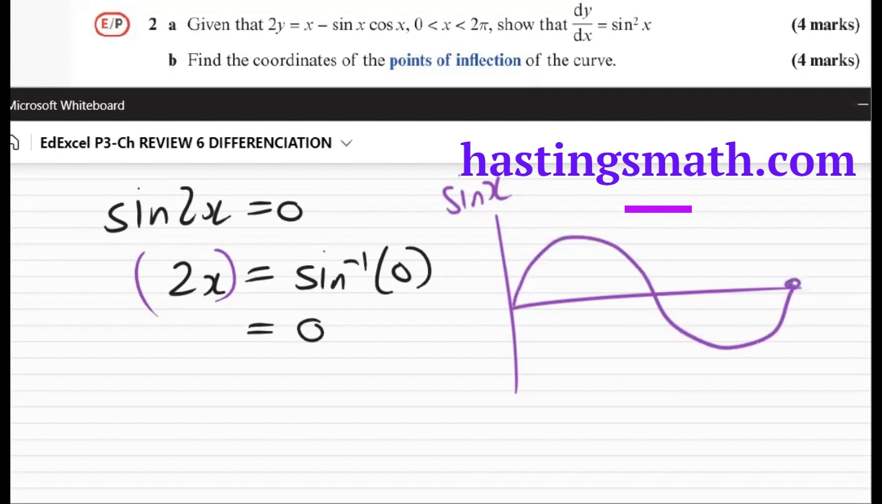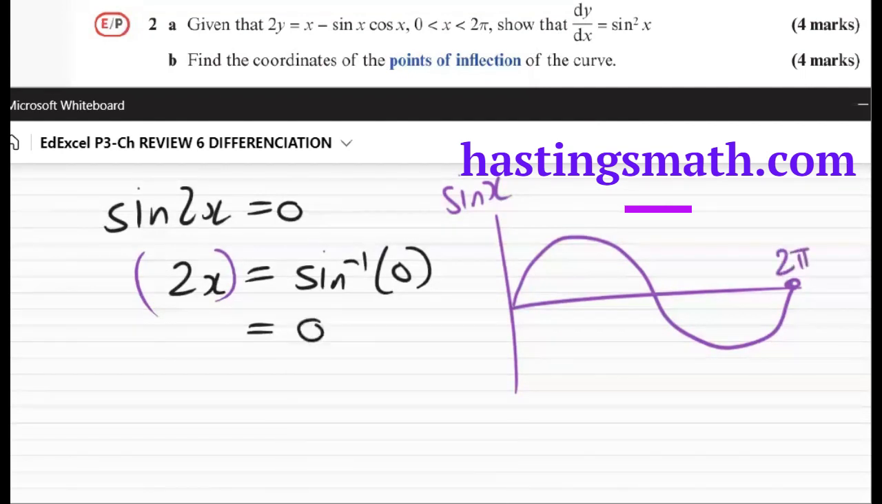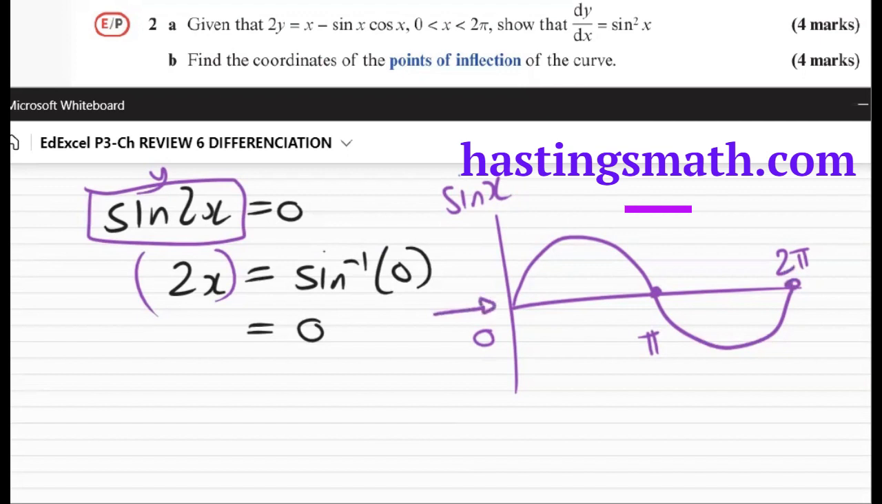But we know that the restriction was only up to 2 pi. So 2 pi is over here. This middle part is just pi, and this is 0. So we're basically asking, where is y 0? Okay, y is 0 somewhere on this line, so anything on this line. But this is our sine x graph.